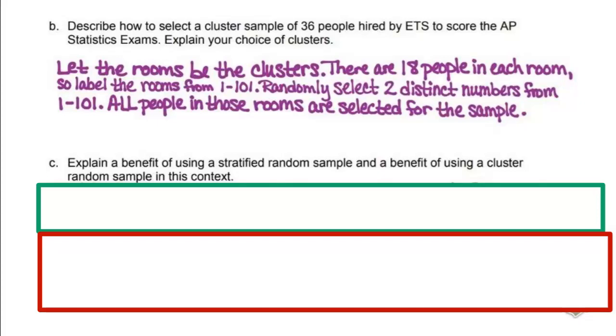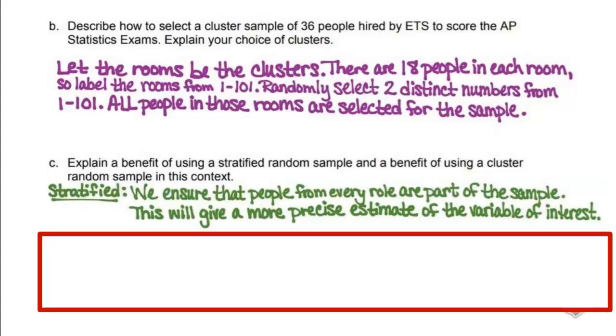What would be a benefit of using stratified random sampling? In this particular situation, what would be a benefit of going with stratified random sampling? I think that it would make sure that every kind of employee gets recognition and they get a say. Yes, love it. We're going to ensure that people from every role or every type of employee is going to be part of the sample. This is going to give us a more precise estimate of the variable of interest, because we're making sure that we're not systematically leaving any group out.